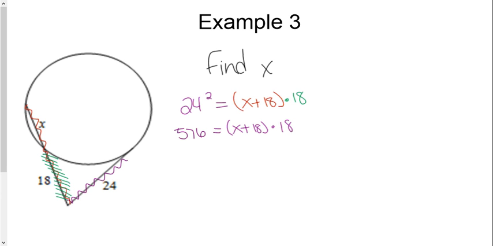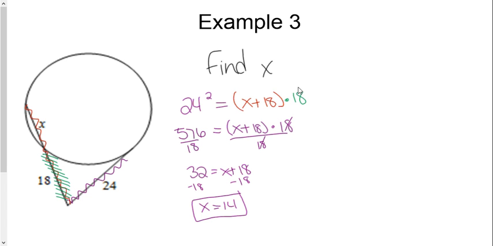Now if I have this, I can go straight to dividing by 18. So I can divide both sides by 18, and I get 32 is equal to x plus 18, because those 18s cancel out. So then my last step is just to subtract 18 from both sides. So I get x is equal to 14.